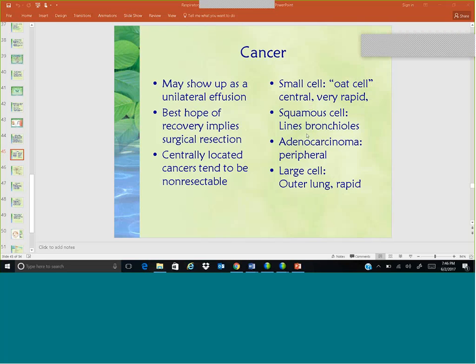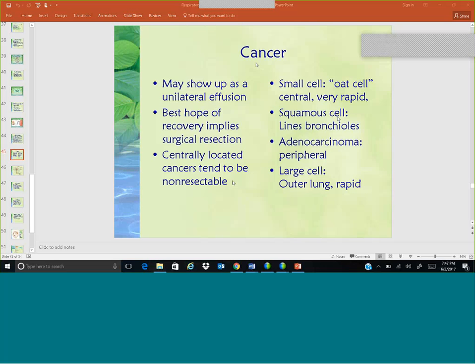If they can be surgically cut out and then the patient can receive chemotherapy and radiation, they have a chance at survival. Your oat cells and your small cells, generally, even if we cut them out, will tend to come back. It does extend their life, but it doesn't usually save it. It will reoccur in general. Centrally located cancers tend to be non-resectable, and again, those are your large cell, outer lung, and rapid.